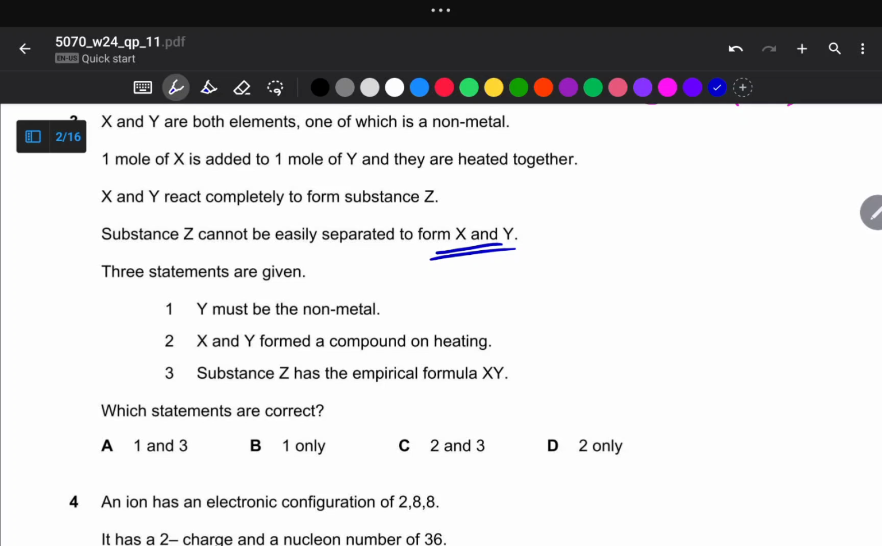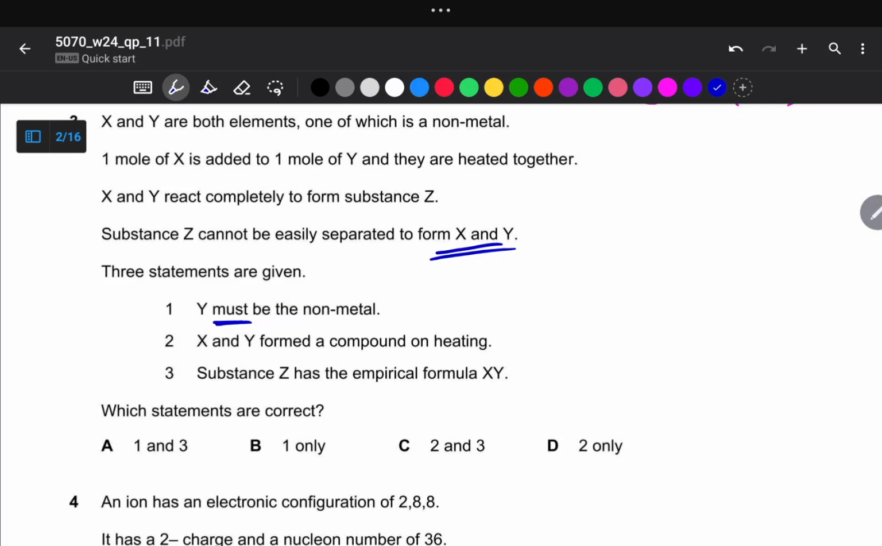We've got statement number 1, which says Y must be a non-metal. So here the word must makes this option incorrect. Why? Because we are given here that X and Y are both elements, and we are not told which one is a non-metal, right? We are told that X and Y are both elements and one of them is a non-metal. So this one becomes false. Why? Because there's a must here. Are we together, guys?